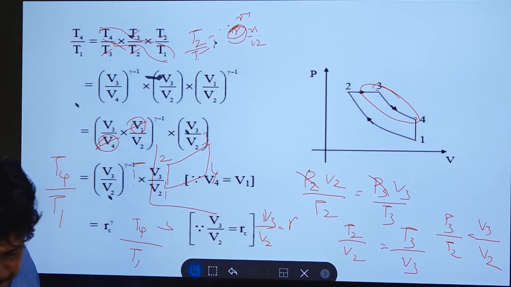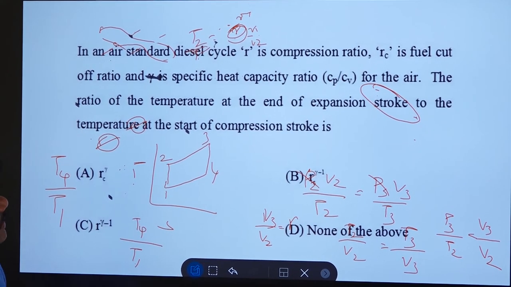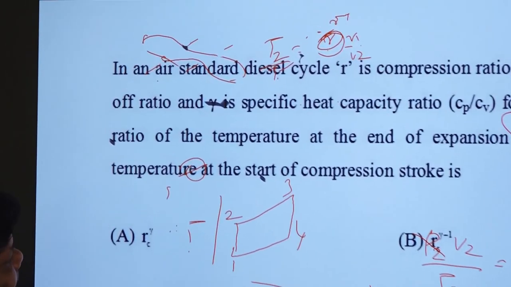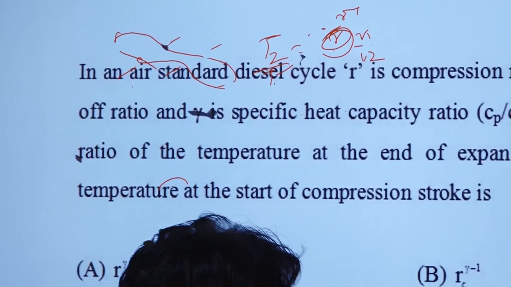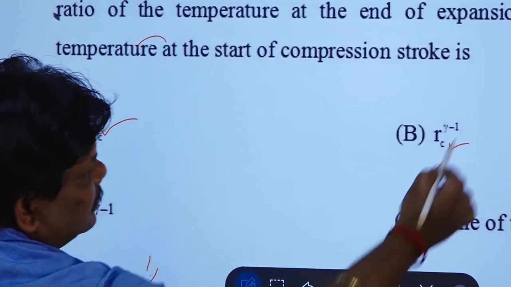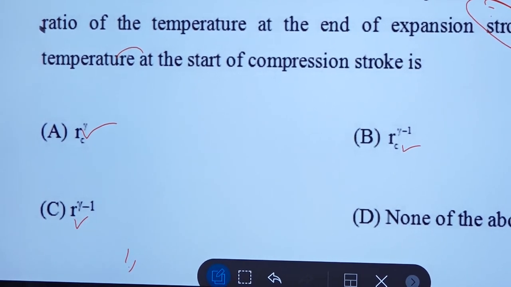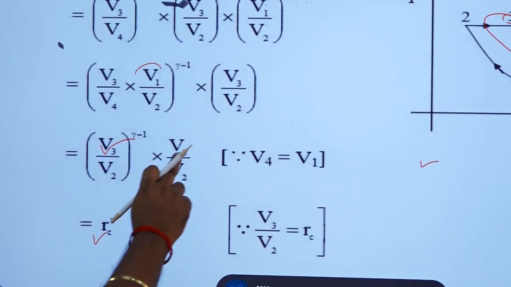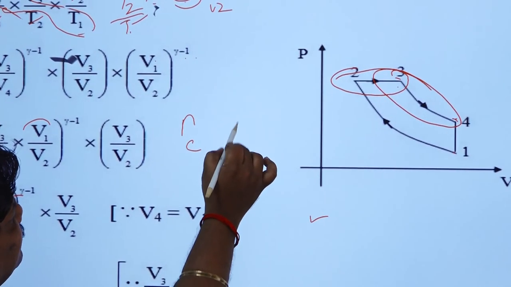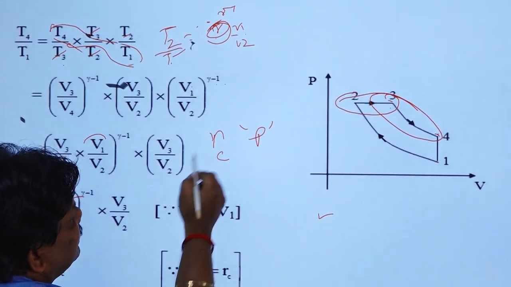You can see here, in the air standard diesel cycle, r is the compression ratio and rc is the fuel cutoff ratio. The hint is that rc, the cutoff ratio, is given to you based on the compression ratio. This is the cutoff region, that is r suffix c, or otherwise rho. As far as our given statement, rc is the cutoff ratio.